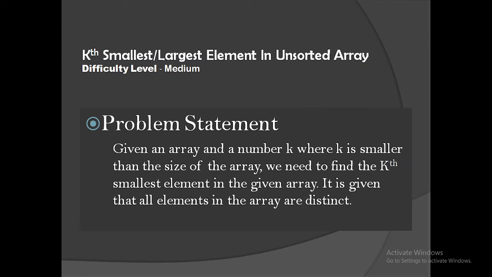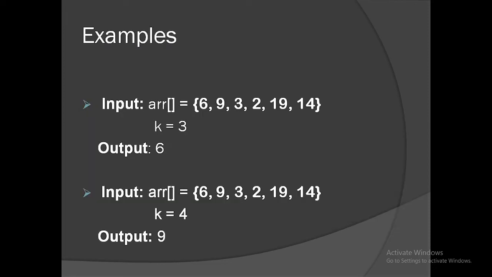Now let's go ahead. We need to find the kth smallest element in the given array. It is given that all the elements in the array are distinct, so no element in the array repeats itself. Now let's see some examples.